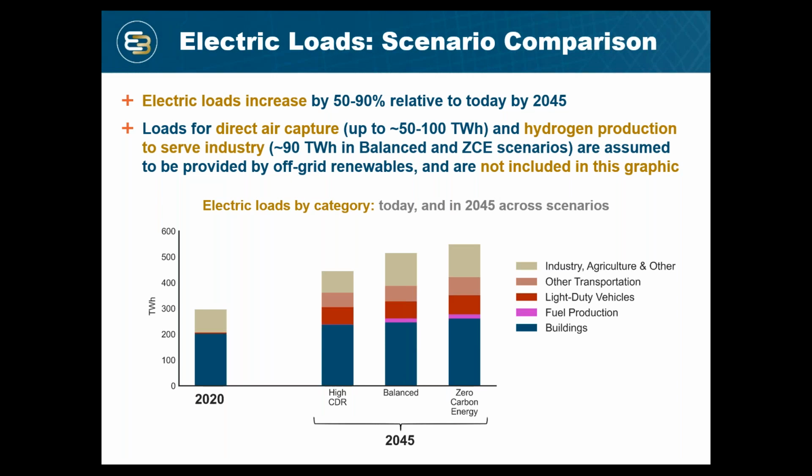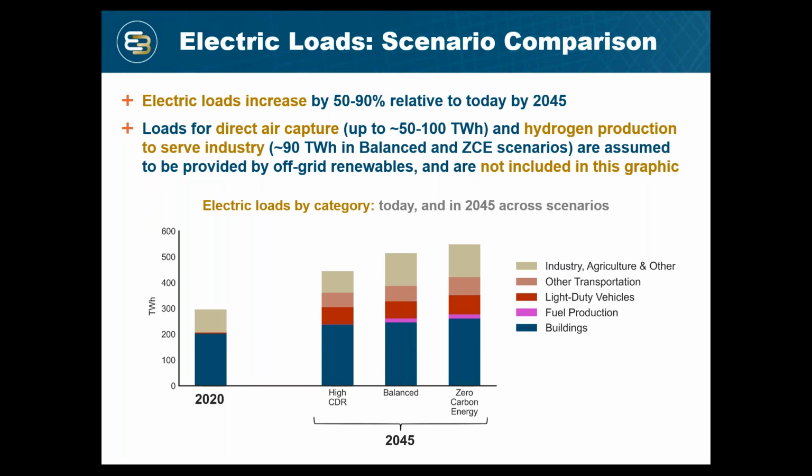So what does this look like in terms of electric loads, electric generation? This is a comparison of each of the three scenarios in 2045 compared to electric loads today in 2020. And you can see that the electricity demand in buildings doesn't change that much across the scenarios. It gets a little bit higher as we move from left to right, but there's big increases in incremental loads coming from new sources of electrification.